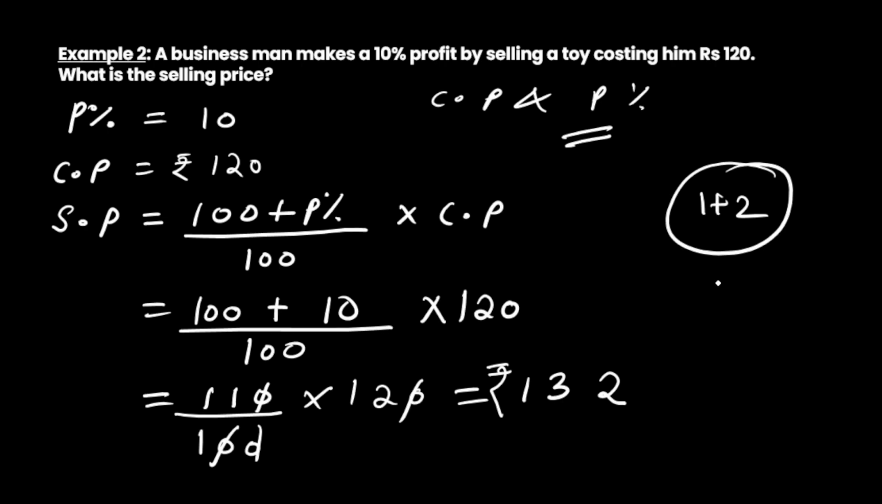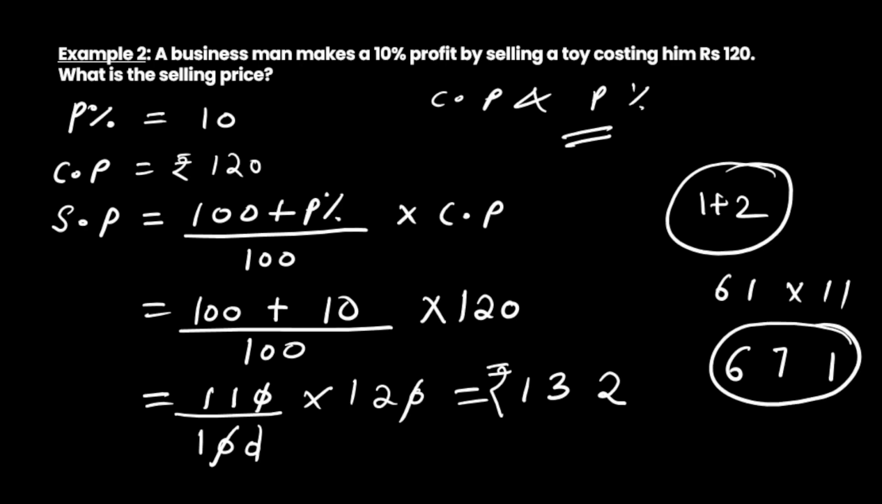Suppose you have to multiply 61 with 11. Directly you can write the answer: 6 and 1 at the edges and their sum in the middle. 6 plus 1 is 7. So 671 is the multiplication answer. That was the additional thing I shared with you. I hope you will use these types of tricks.